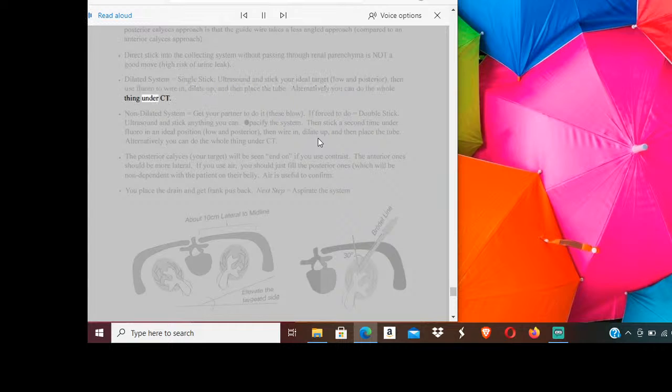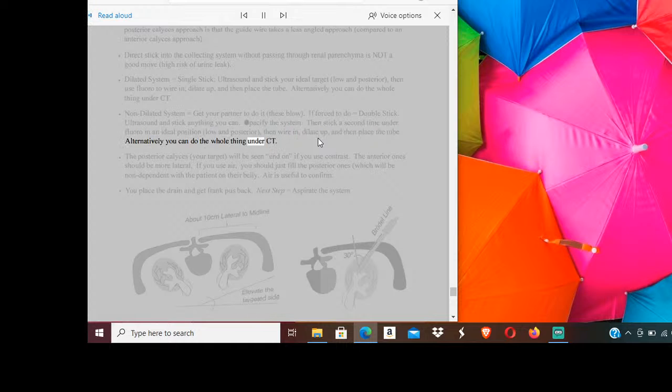Alternatively, you can do the whole thing under CT. Non-dilated system equals get your partner to do it, these are tough. If forced to, it equals double stick. Ultrasound and stick anything you can. Opacify the system. Then stick a second time under fluoro in an ideal position, low and posterior, then wire in, dilate up, and then place the tube.